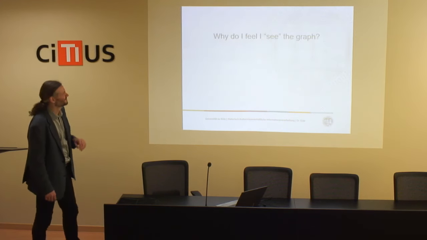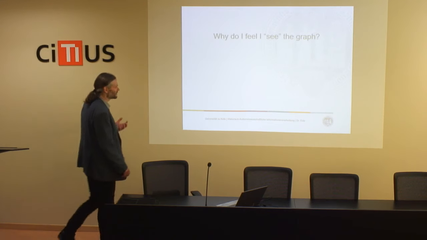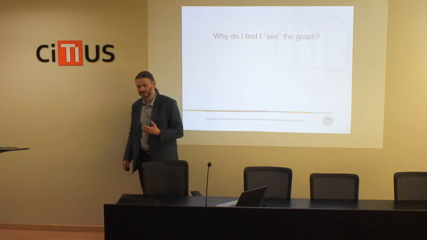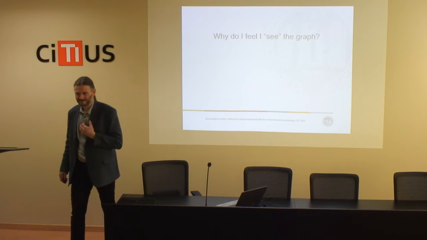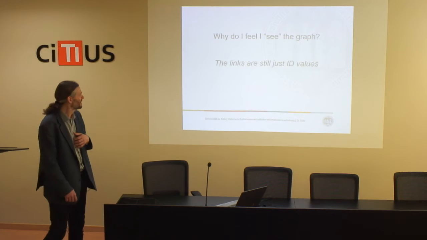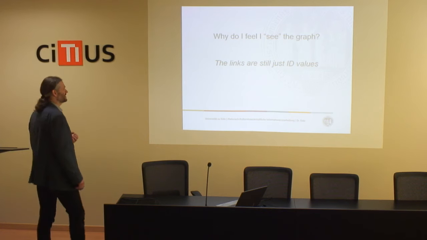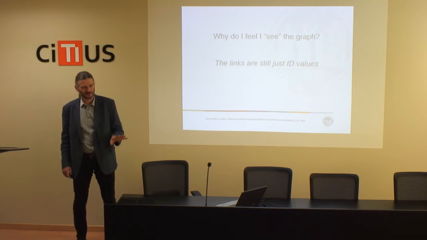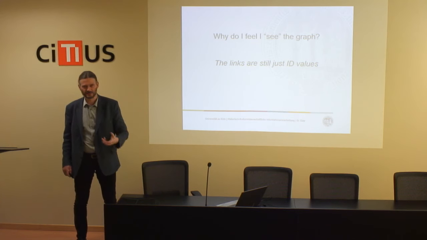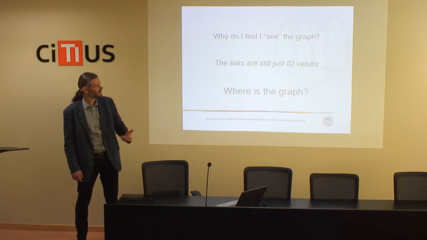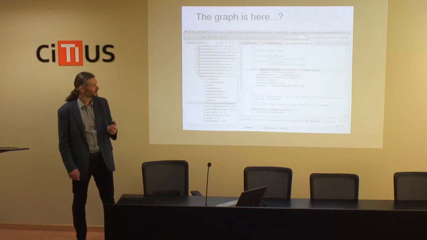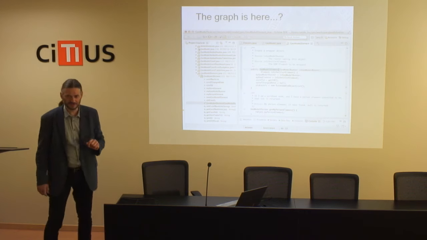I mean, so what puzzled me when I was working on this, and especially reflecting on it afterwards, why do I see the graph in this stuff? Because the links are still just ID values. It's still the same as using oxygen. But in this case, I actually saw the graph. I had a feeling for the data structure and how things were organized. So why did I experience the graph as something I knew what was? And of course, the point is that the graph is here.